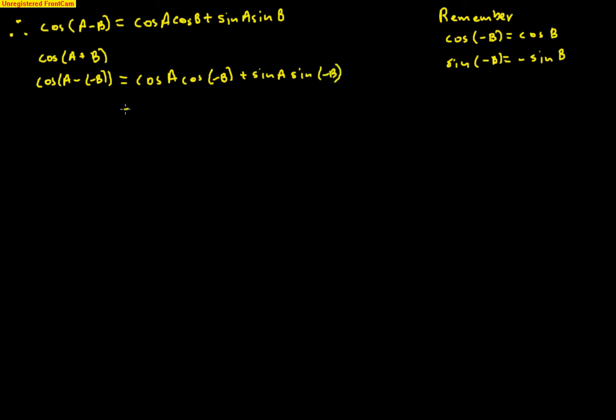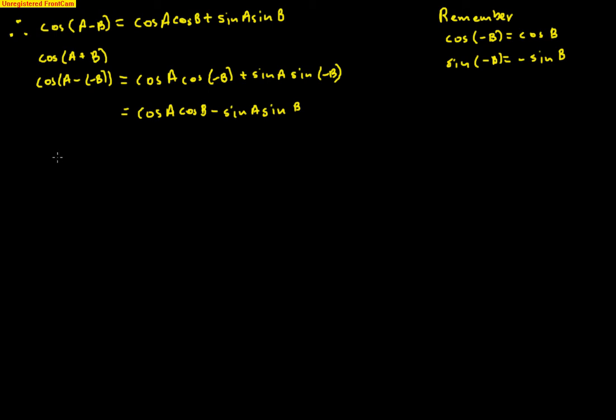Now, using the identities that I've put up here in the top right that we should remember from previous content, I can simplify this again. So cos of negative B is just cos of B. So this is cos A, cos B, and sine negative B is negative sine B. So that's going to make our plus a minus, and we're going to get sine A, sine B.